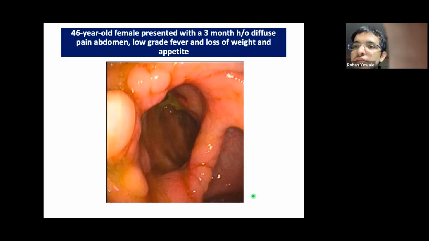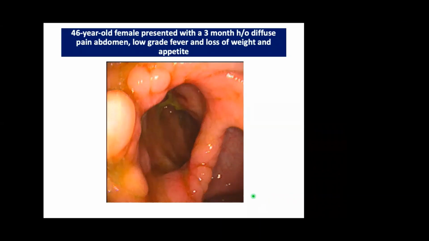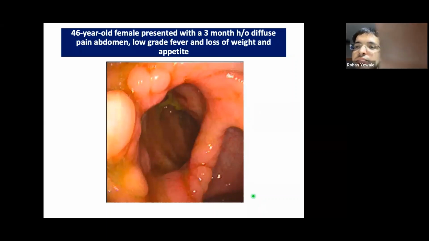So I would like to keep ileocecal tuberculosis as the first. When you take a biopsy, what all things will you request? I would like to first send the biopsy for histopathology. Along with that, I would also like to send for Xpert MTB/RIF, that is GeneXpert. And I would also like to send the biopsy for MGIT, that is Mycobacterium culture, and AFB culture and stain also.